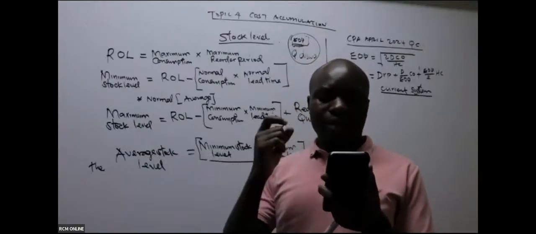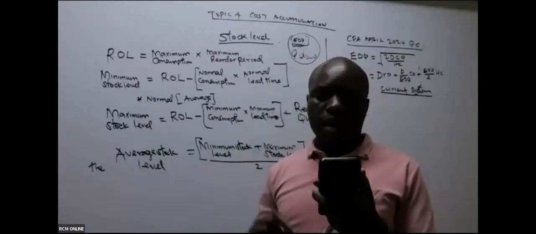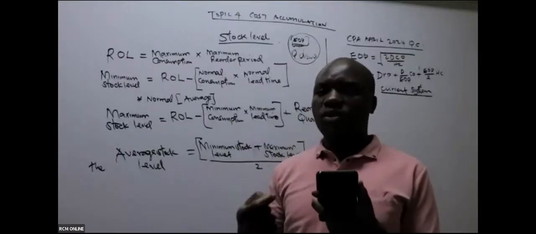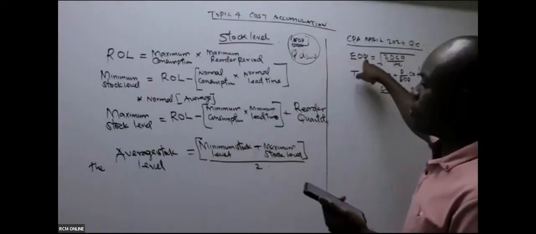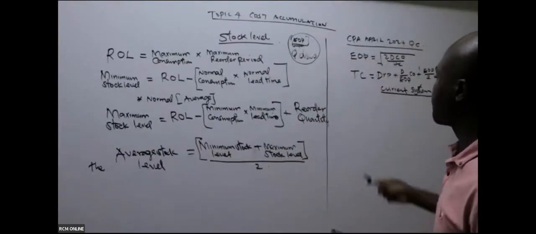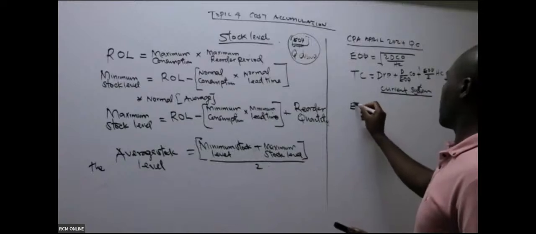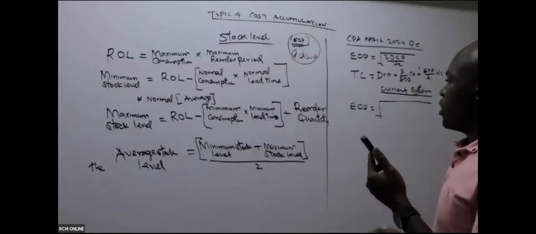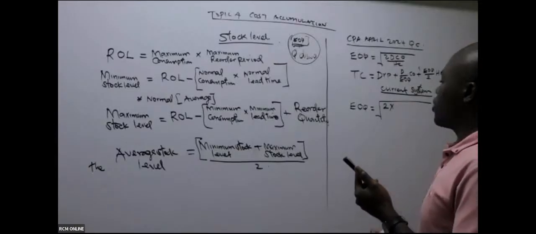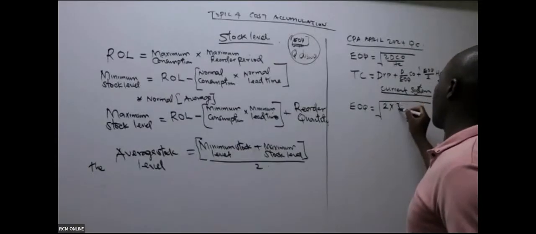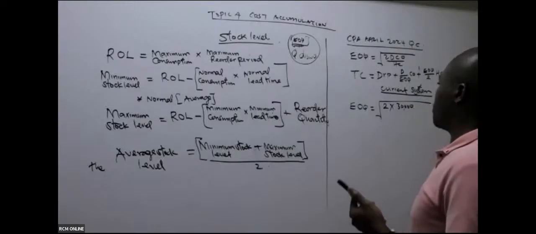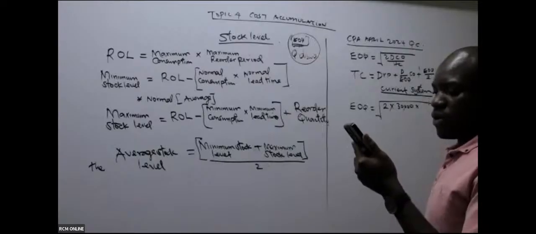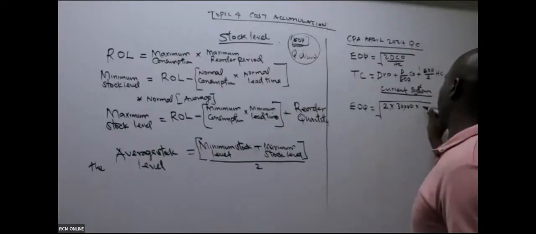Under the current system, are we given ordering cost? Are we given holding cost? Because with that, we'll be able to get economic order quantity. So let's see. Now that you don't have economic order quantity, we need to get it. So we'll be having 2 times annual demand. Are we given that? Yes, 30,000 units multiplied by ordering cost. Are you given ordering cost per order? Yes, 80,000.